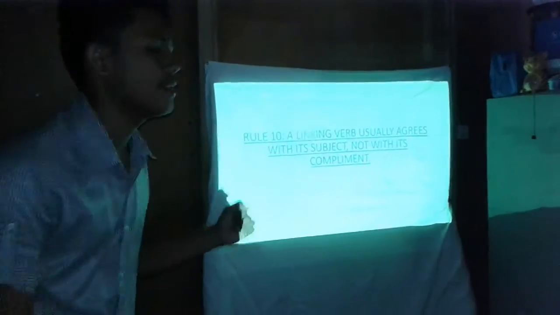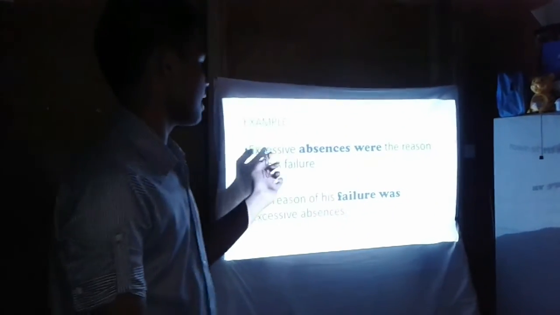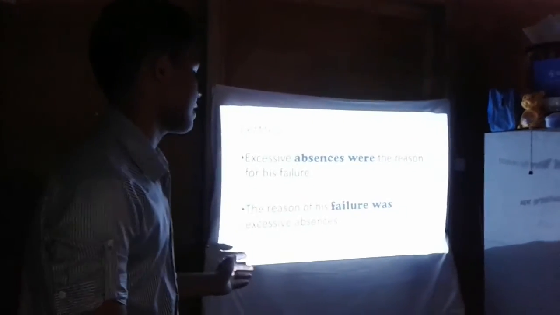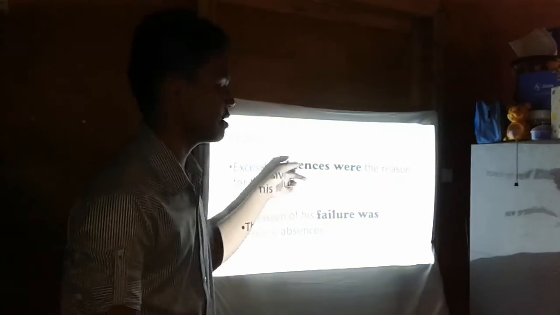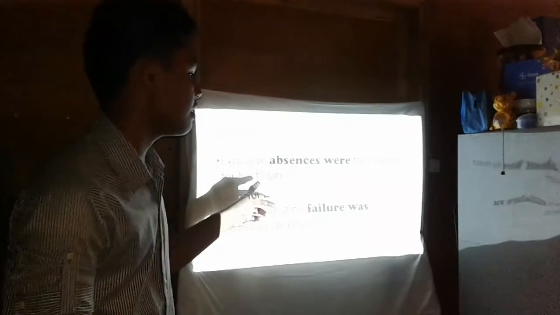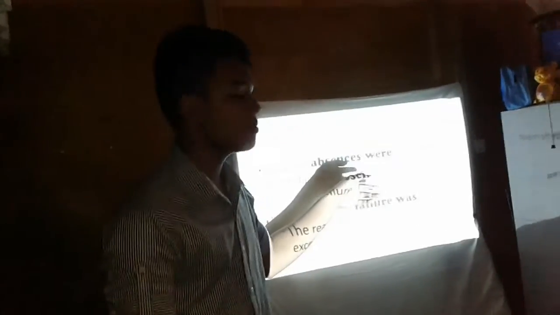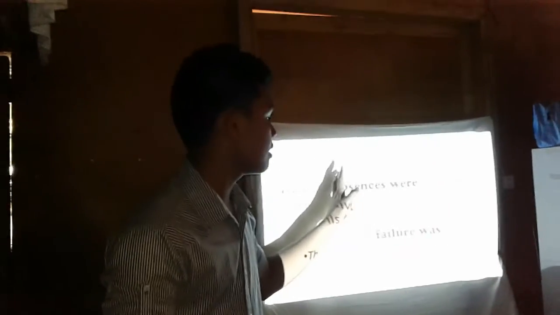Next rule. Rule number ten, a linking verb usually agrees with its subject and not with its complement. For example, excessive absences were the reason for his failure. The reason for his failure was excessive absences. Excessive absences here is the subject, and the complement is his failure. So absences is the subject, and it ends with an s. So subject plus s is equal to the plural verb.